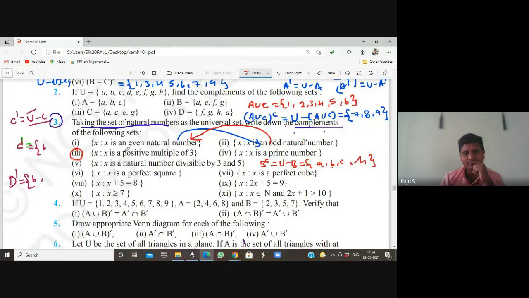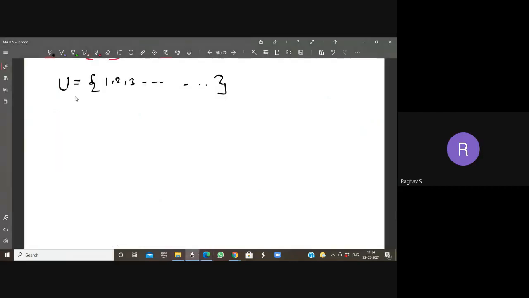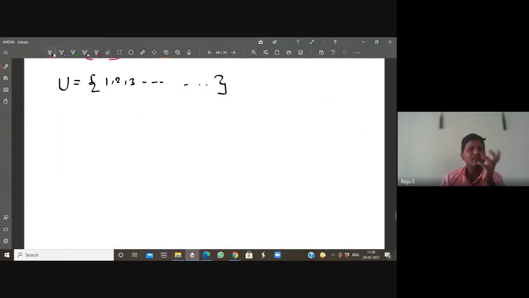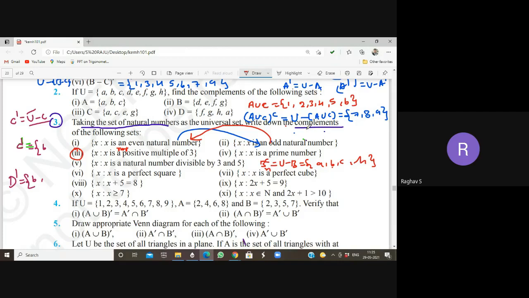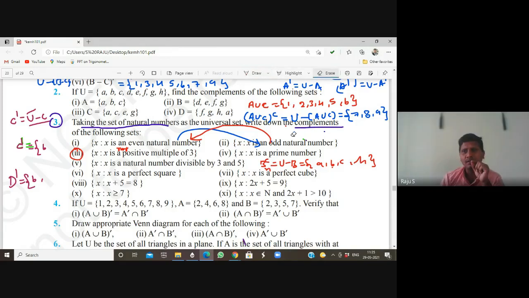The third one: X is a positive multiple of 3. Then I take X such that X belongs to natural numbers and X is not a multiple of 3. That's it. In most questions you can just give not. Not a positive multiple of 3. For example, one more: X is a perfect square. What is the complement here? Not a perfect square. That's simple. Simply here you can write not. That is the answer.